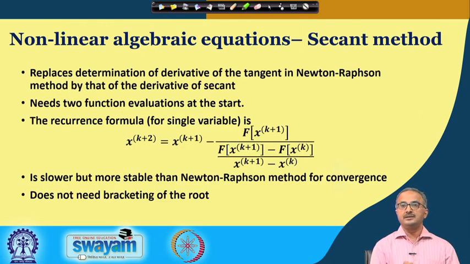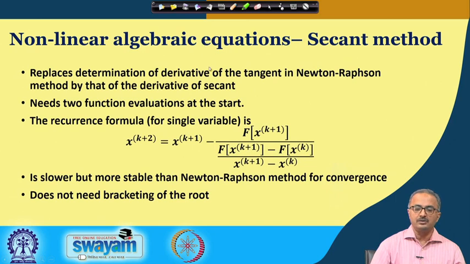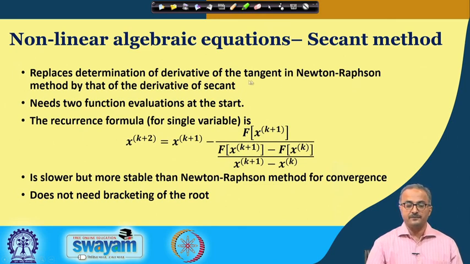Now, we go to another method, the secant method. In this method, you will find that here also we need to find the derivative, but in a different manner. In the Newton-Raphson method, we are finding the derivative using the tangent, whereas in this particular method we are finding the derivative using a secant.